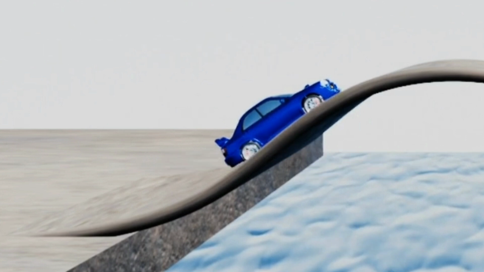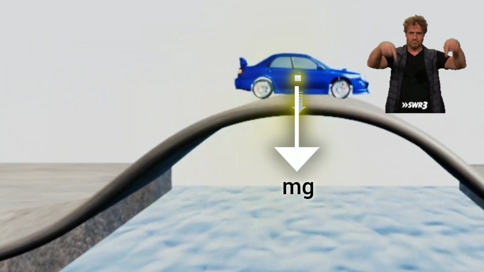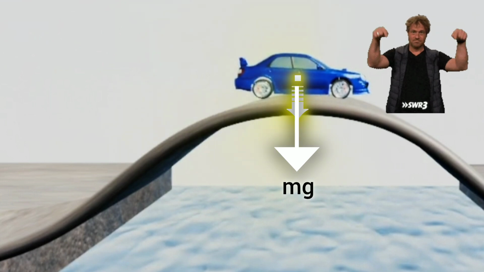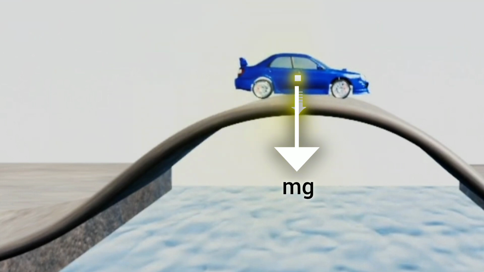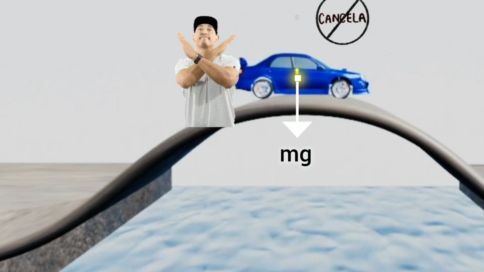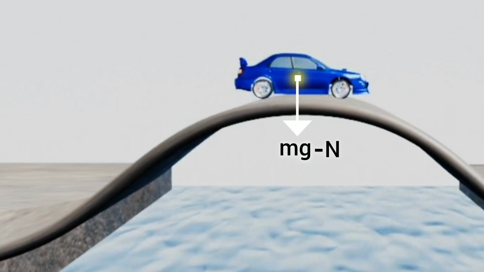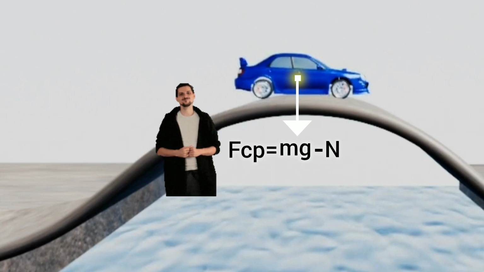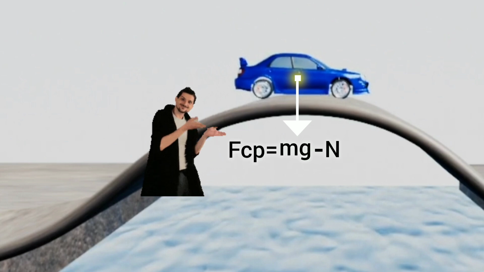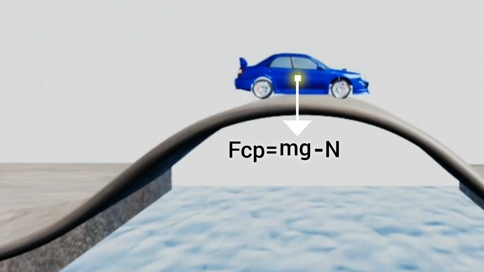When the car reaches the top of the convex bridge, it's pressing down on the surface with a force that's less than its full weight. This means the car gets a smaller normal force from the bridge, which is then canceled out by the weight. The result is a small net force that points downwards, providing the centripetal force the car needs to move on the curve at the top of the bridge.